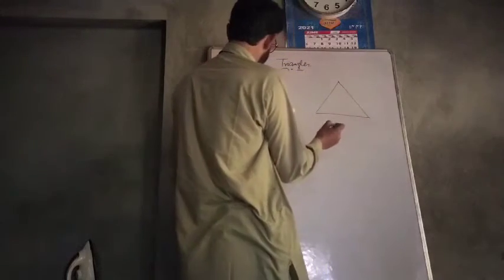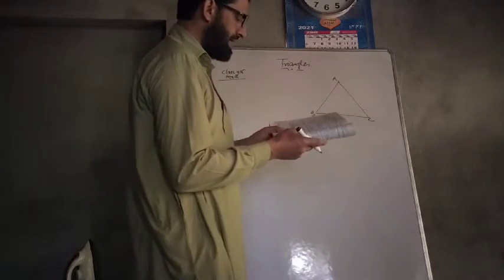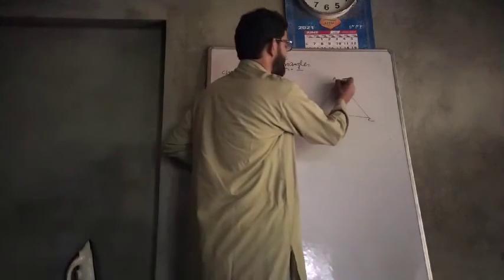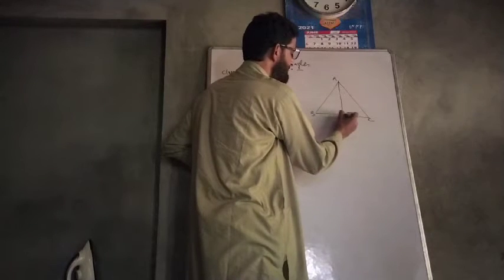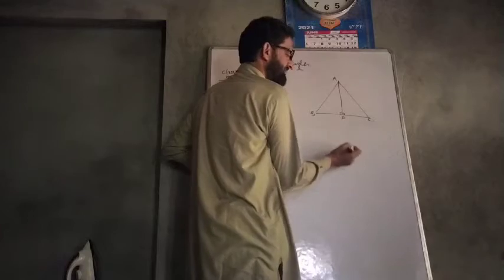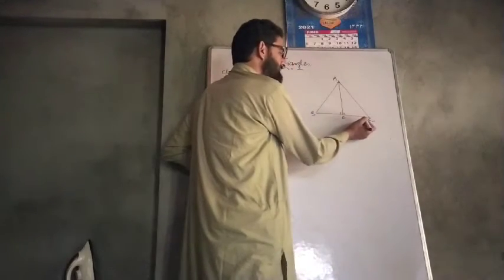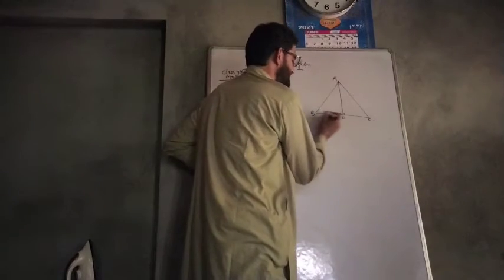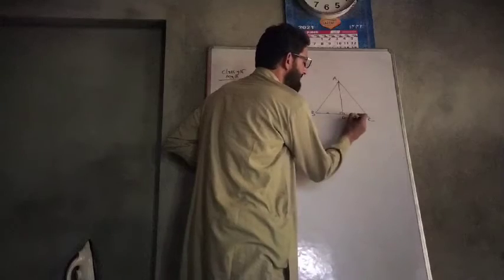ABC is a triangle. This is given. AD is the perpendicular bisector. AD is perpendicular and bisector. Two things: AD is perpendicular to BC. Also it bisects BC, that is BD is equal to DC.